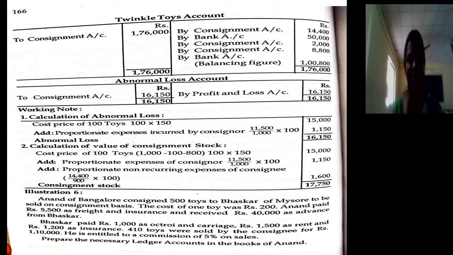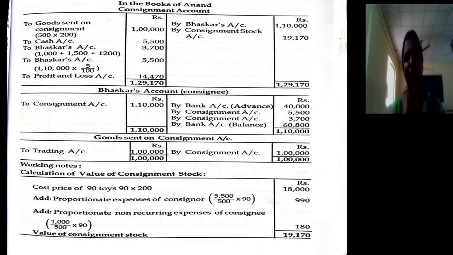The next one, 410 toys were sold by the consignee for rupees 1,10,000. Whenever the consignee sells the goods, journal entry, consignee's account debit to consignment account. So on the credit side of consignment, Bhaskar's account 1,10,000 in the consignee's account. In the books of consignor, Bhaskar account debit to consignment account 1,10,000.